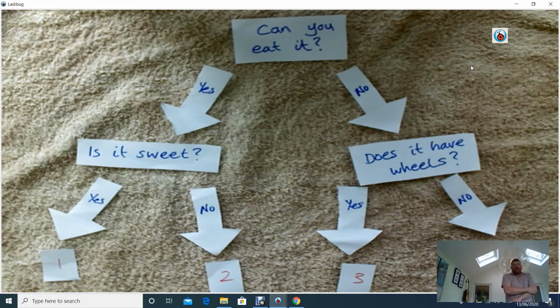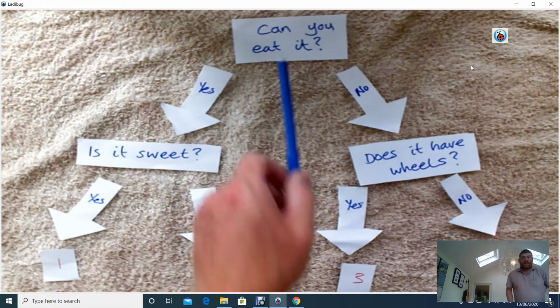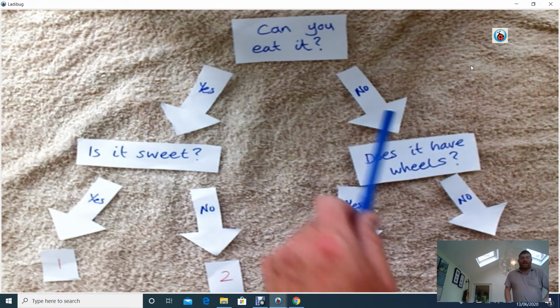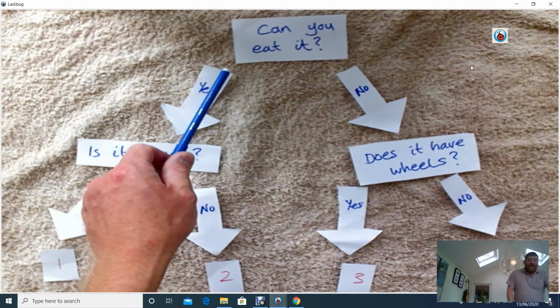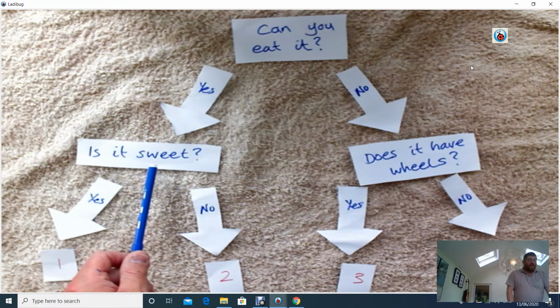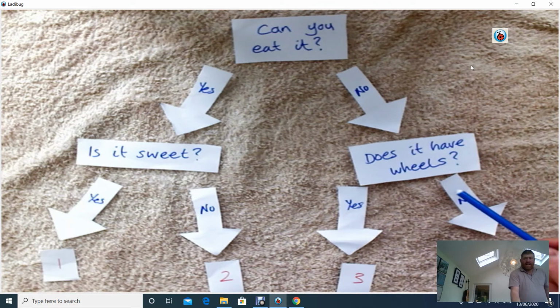Not necessarily about fruit, but if you have a look, you can see that the first question is, can you eat it? And we've got our yes branch and our no branch. Remember, all the questions have to be able to have a yes or no answer. Down the yes branch, the question is, is it sweet? And we've got yes or no. Down the no branch, we've got, does it have wheels? Yes or no.